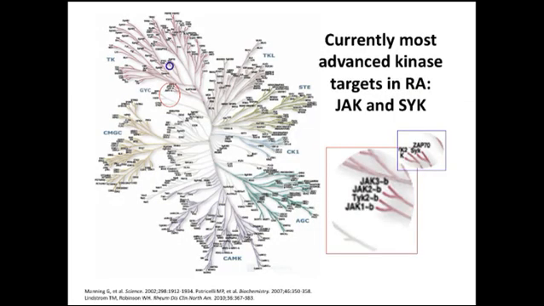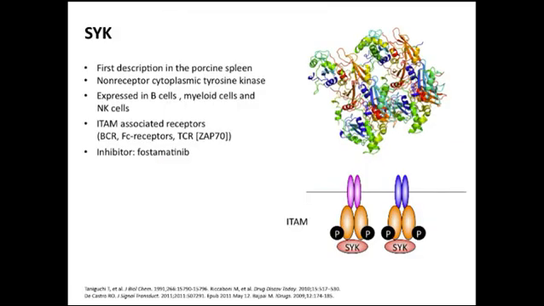So the key tyrosine kinase targets for rheumatoid arthritis are the JAK kinase pathway and the SYK kinase pathway. You can see them here. This is the JAK kinase tree, and here is the SYK kinase. So very small pieces, if you want, of the whole kinome. So it's in fact a very selective intervention. Like when you treat with a TNF blocker, only one cytokine of many different cytokines.